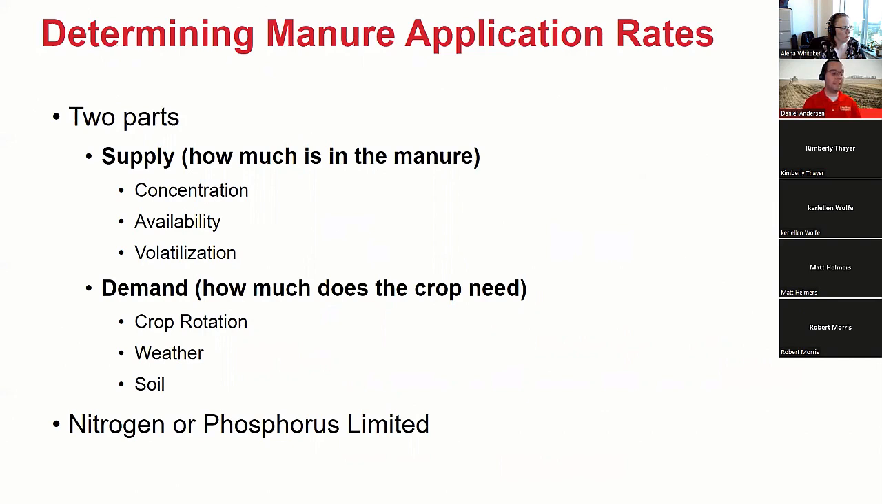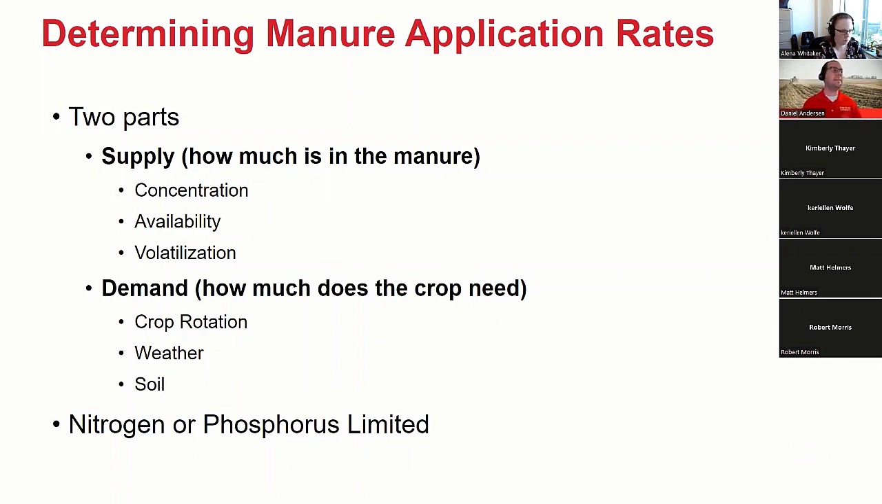There's a supply side, what's coming with my manure, and that has to do with the concentration of the nitrogen or phosphorus in the manure. How available do I think those nutrients are? That varies a lot by livestock species and manure handling system. And then what's my application method and the loss that's going to occur at the time of application? I think we can make some pretty reasonable estimates about that.